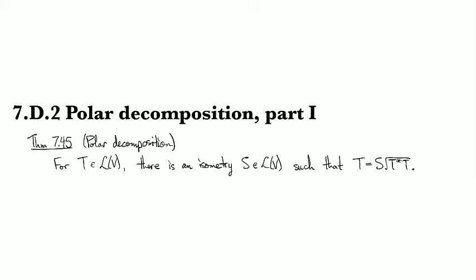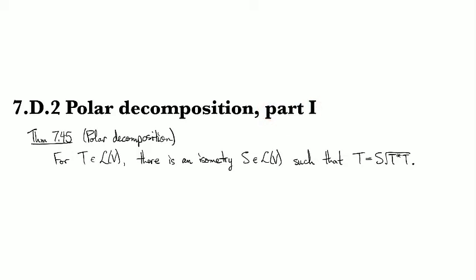Right, so now we're going to try and prove this polar decomposition that we talked about in the last clip. Namely, given any operator T on V, we can find an isometry S such that our operator looks like the isometry times this positive operator here, which we can think of as playing the role of the magnitude of T. All right, so this is going to be broken into 3 parts. Hence the title here, part 1.